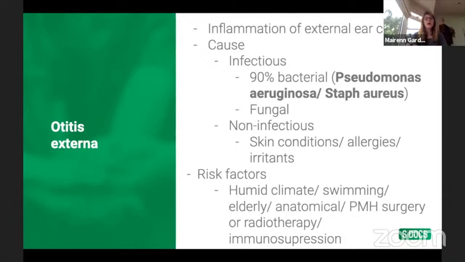Risk factors are linked with some of the causes: a humid climate or swimming. Otitis externa might also be called swimmer's ear because it is quite prevalent in the swimming population. Elderly, anatomical variant, so again, patients with Down syndrome are more at risk of this. Any past medical history of surgery or radiotherapy to the ear, and also immunosuppression. With immunosuppression, this is quite important because patients with diabetes or who are immunosuppressed are actually more likely to get the complications of otitis externa, which can be much more dangerous.